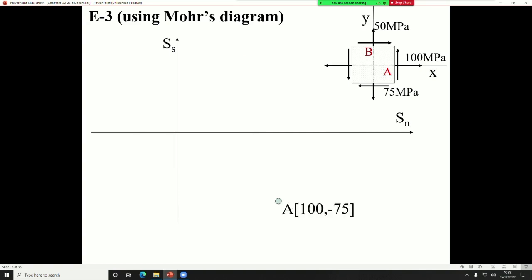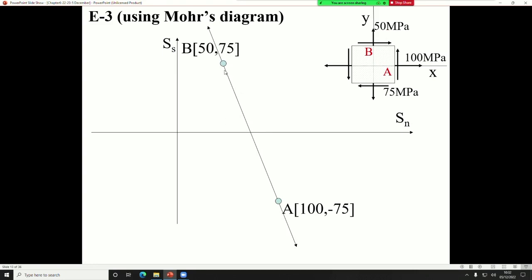So this is the SN-SS coordinate system. We've got plane A, which is subject to a tensile stress of 100 and a shear stress of 75. So this is positive and this is negative on the SN-SS coordinate system. We have a tensile stress of 50 and a shear stress of 75 anticlockwise. Now join them. So this is the x-axis, and this is the y-axis. This is a physical element, x and y. Here, the angle between them is 180.